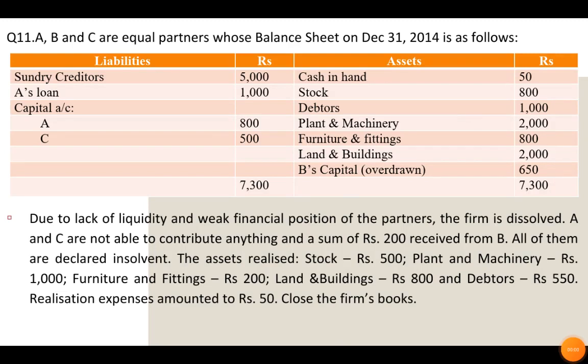To the dissolution of your firm, and this is question 11. A, B, and C are equal partners whose balance sheet on December 31st, 2014 is as follows. So you have the balance sheet there, liabilities and assets.